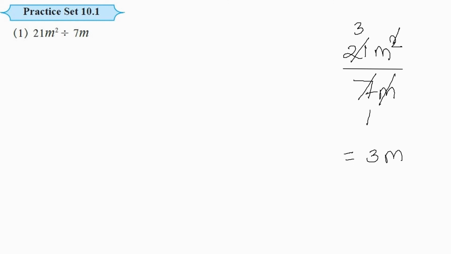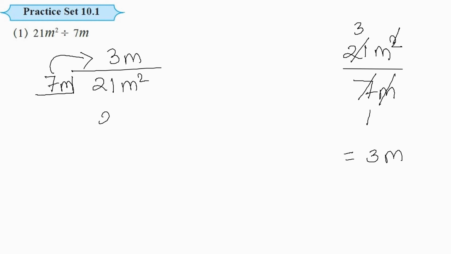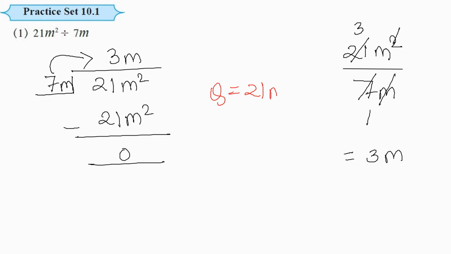The same thing we can do by long division method. So we have your 21m square, which we are dividing by 7m. So we know our quotient should be 3m. So 7m into 3m will give me 21m square, and when you subtract it, you'll get 0. So from here we can conclude that our quotient is 3m, and our remainder is 0.